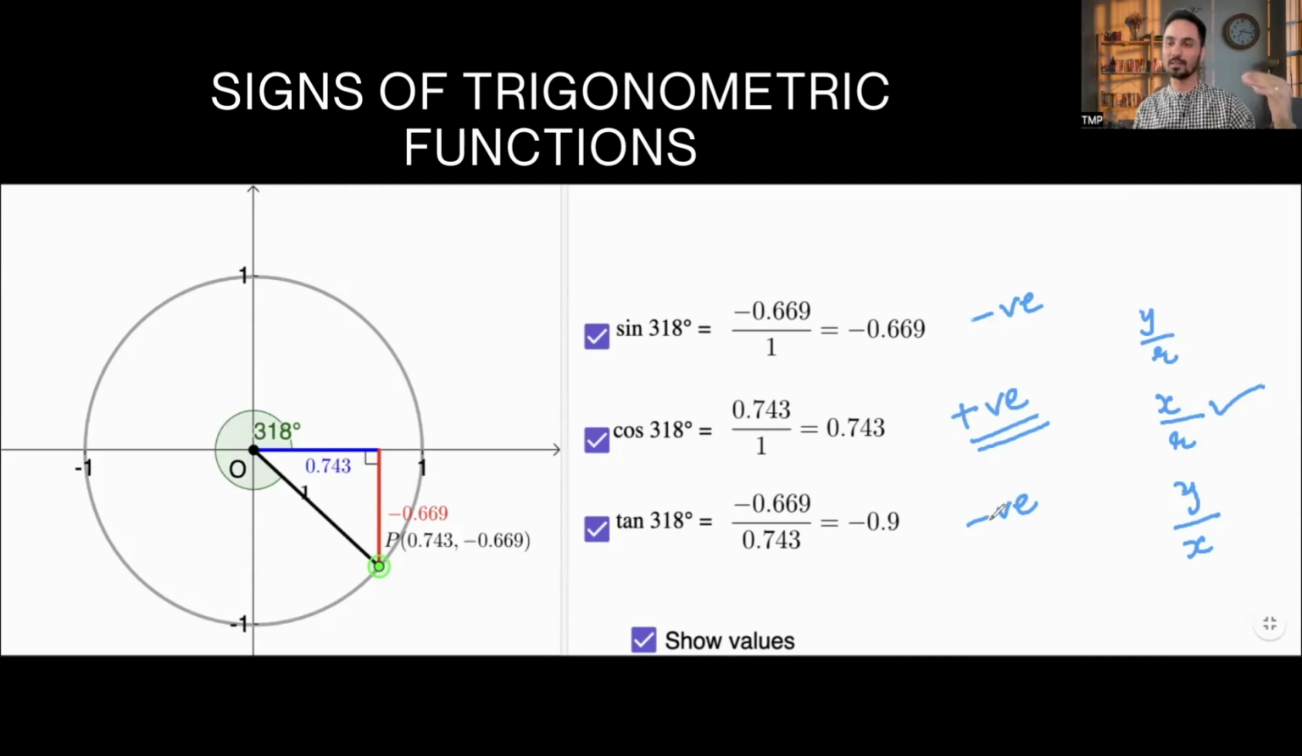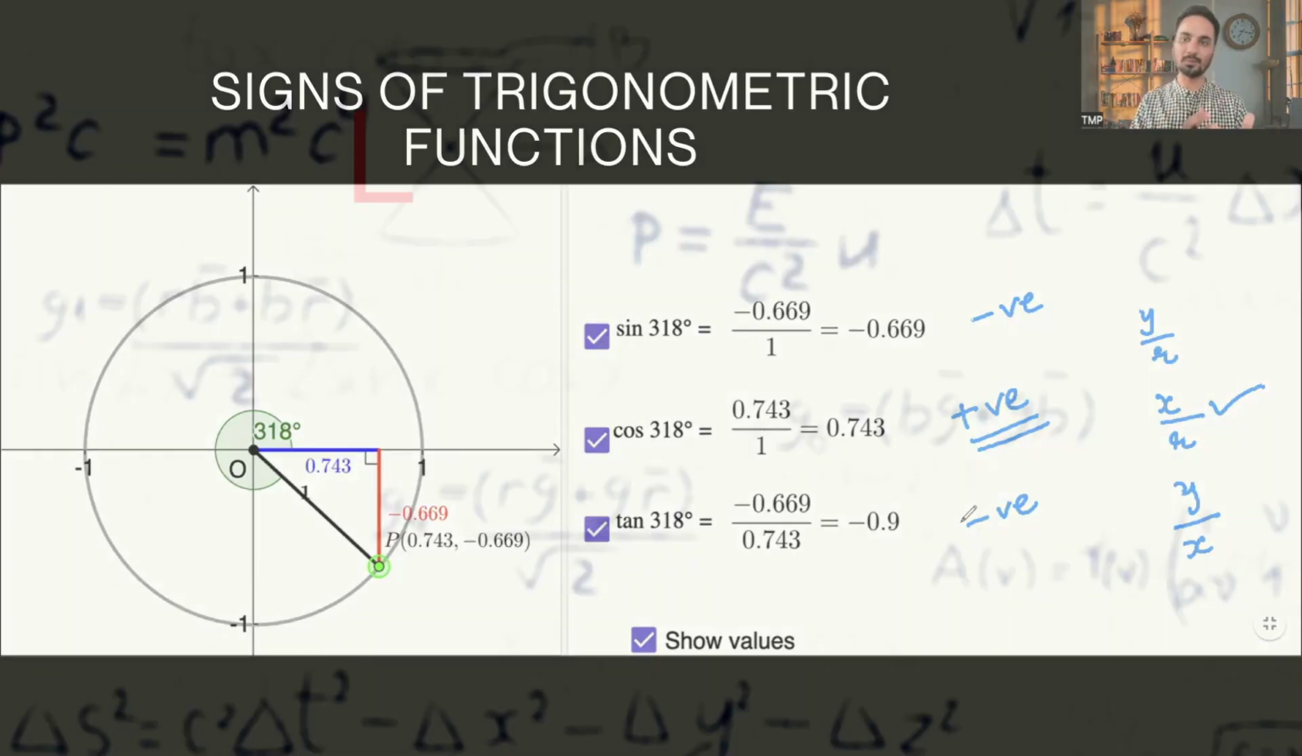And tan is defined as the ratio of y over x. And as y is negative, but x is positive, the answer that you will get will be negative. And that is why the value of tan is also negative. So in the fourth quadrant, we have sine and tan negative, so their reciprocals will be negative. And the value of cos is positive, so its reciprocal will also be positive. So let's summarize this into the table now.